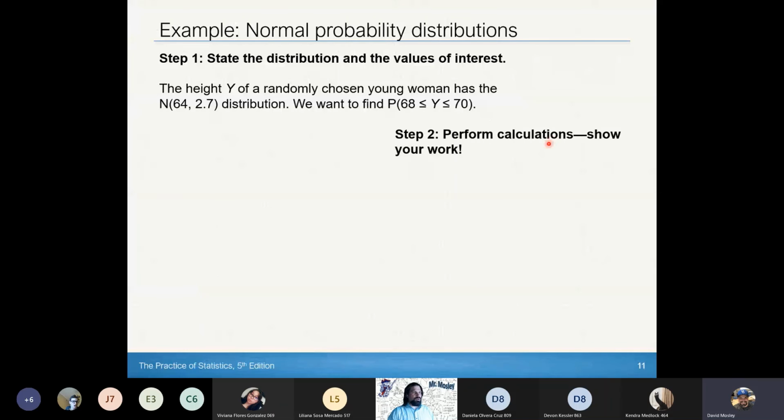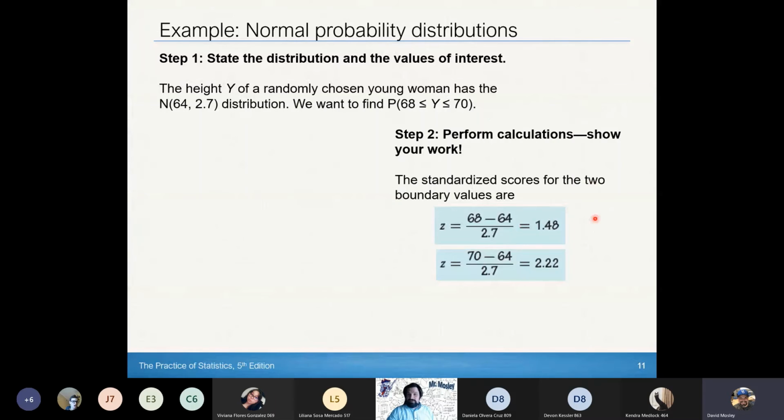Step 2, we've got to do work. To do that, we need to standardize the scores for the two boundary values. All right, so we'll do 68 first. Z equals 68 minus the mean of 64, divided by the standard deviation of 2.7. That puts us at 1.48. And for the upper bound, Z equals 70 minus 64 divided by 2.7, which equals 2.22.